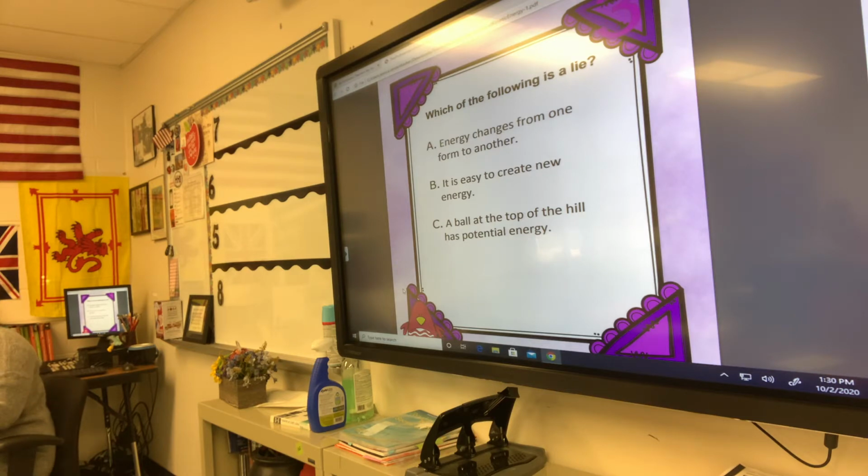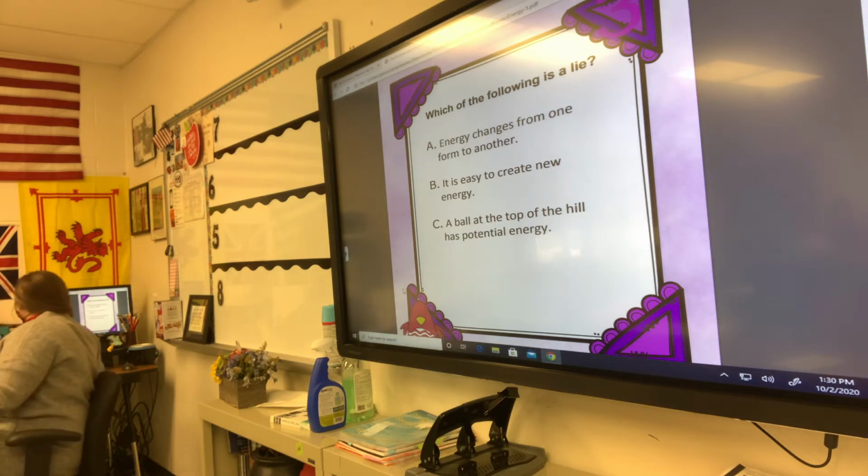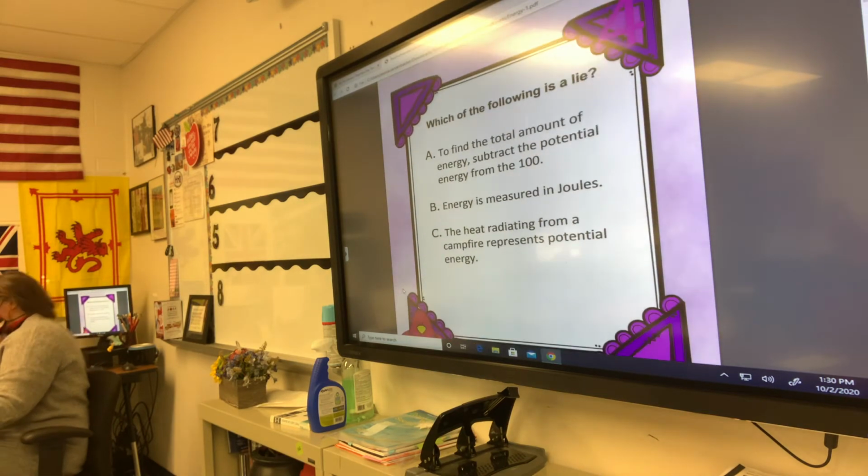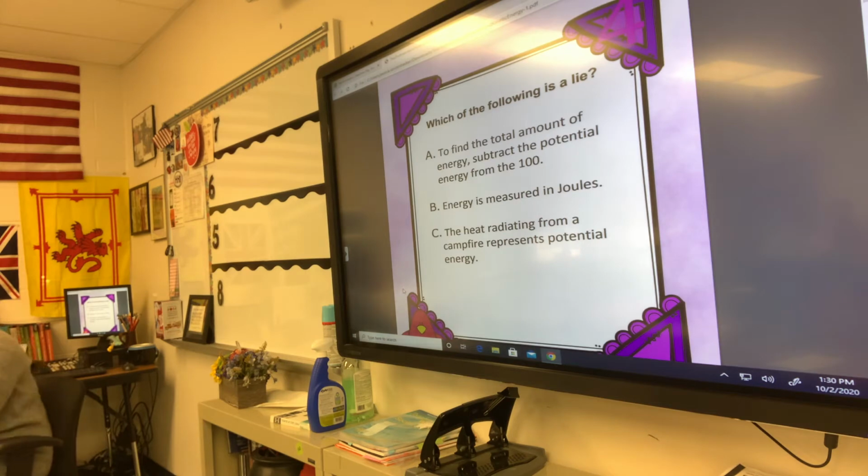You guys ready for number 4? Okay. Which of the following is a lie? A, to find the total amount of energy, subtract the potential energy from 100. B, energy is measured in joules. C, the heat radiating from the campfire represents potential energy. This is a tricky one.